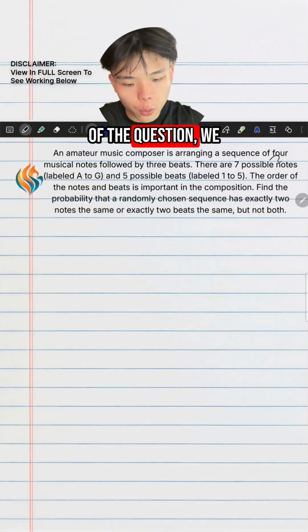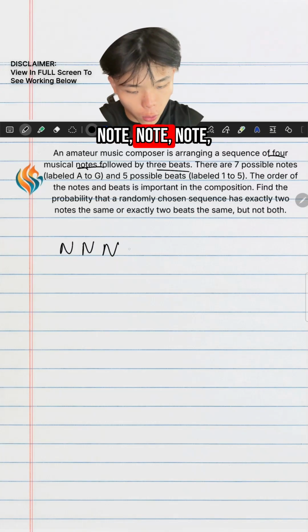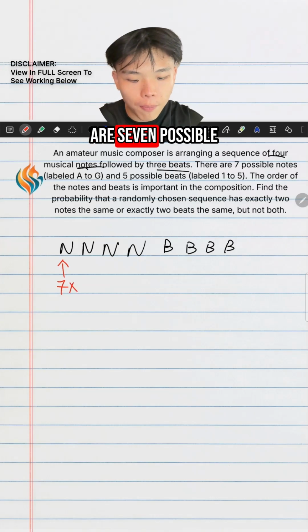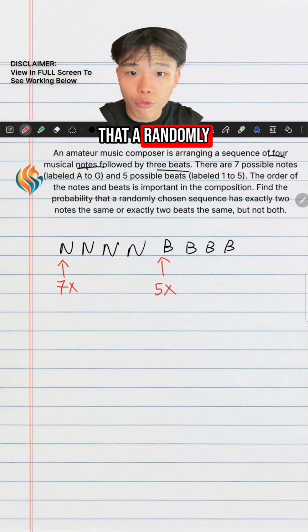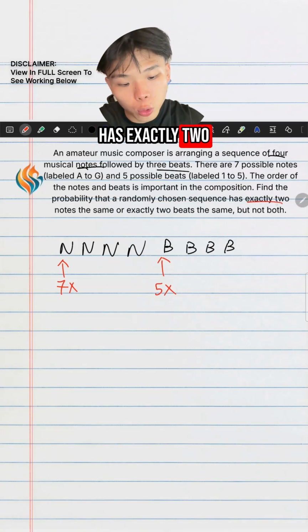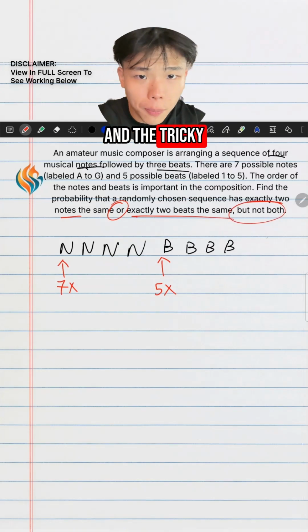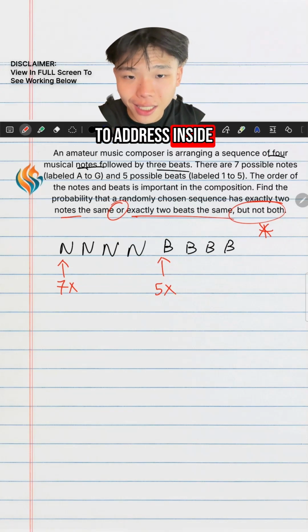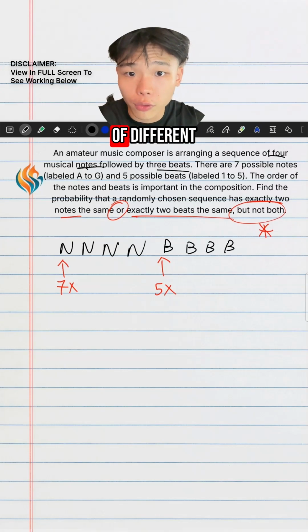So in the context of the question, we have 4 musical notes followed by 3 beats. So we have note, note, note, note, followed by beat, beat, beat. And each note over here, there are 7 possible different notes. And in each beat over here, there are 5 different possible beats. So the question is asking us, what's the probability that a randomly chosen sequence has exactly 2 notes the same or exactly 2 beats the same but not both. And the tricky part about this question is actually the but not both portion, which you need to address inside your working. So in this case over here, let's first calculate what are the total number of different combinations.